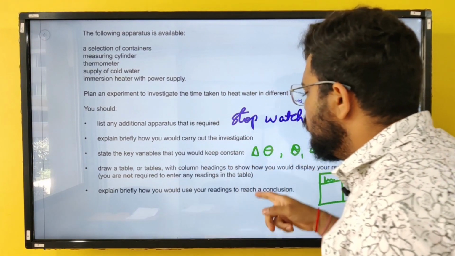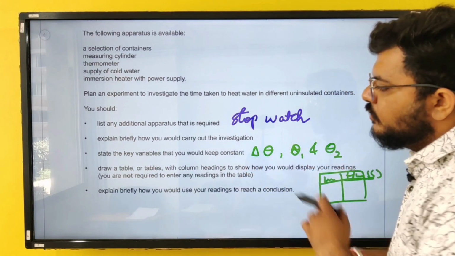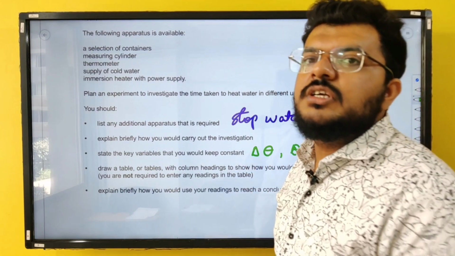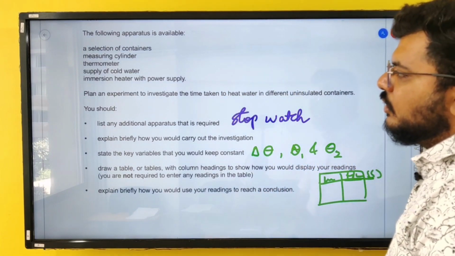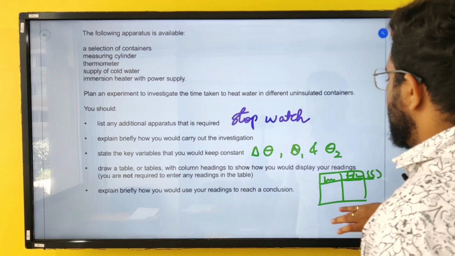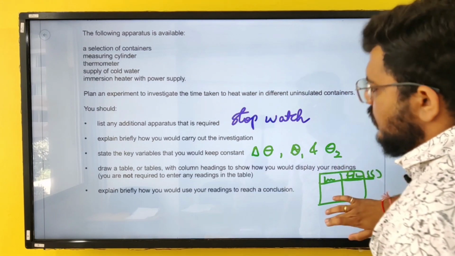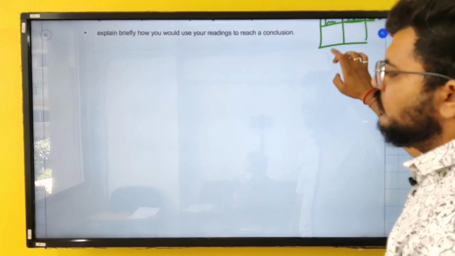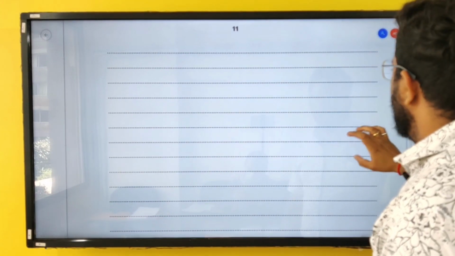Explain briefly how you would use your readings to reach a conclusion. You can draw a graph, and from the slope you can say if it's directly proportional, inversely proportional, or not proportional at all. So let's start our experiment. Do they want anything else? No, they don't. So let's start our experiment here.